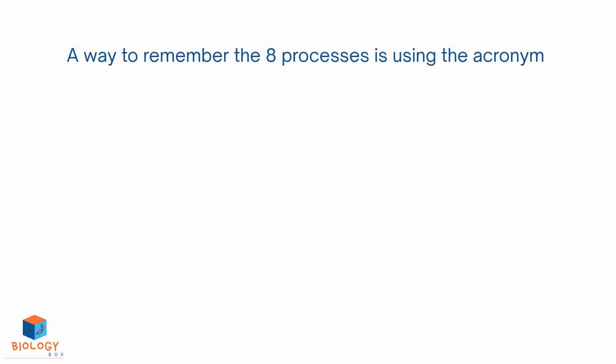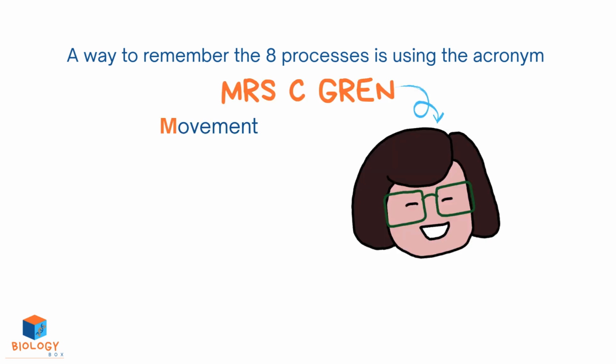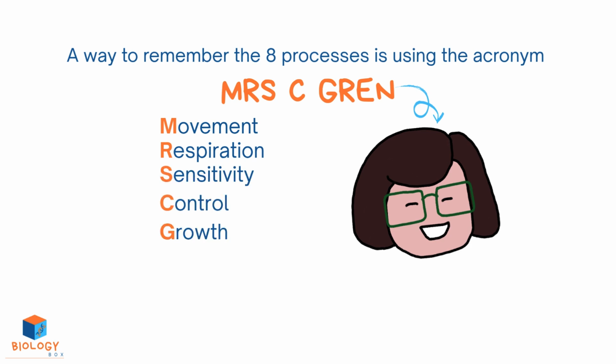A way to remember the 8 processes is using the acronym MRS C GREN: movement, respiration, sensitivity, control, growth, reproduction, excretion, nutrition.